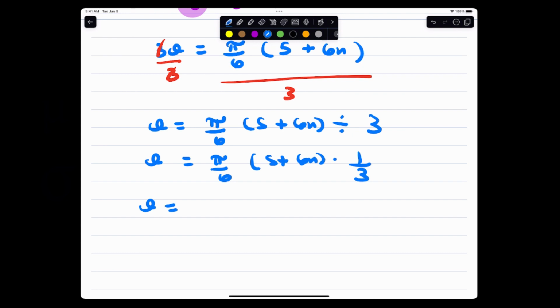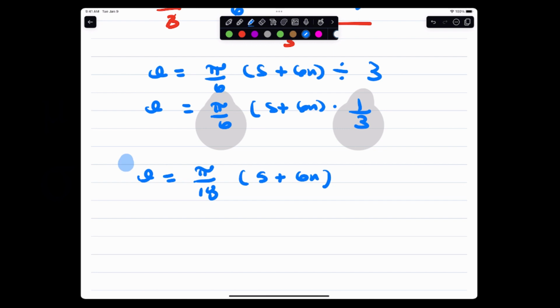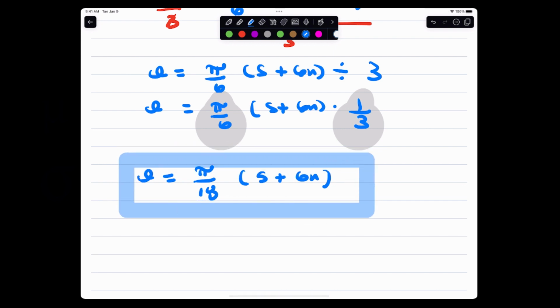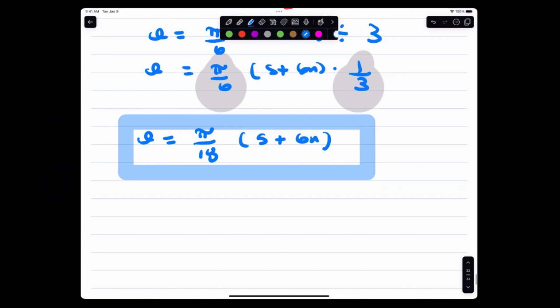Okay? Now, I want you guys to remember, how do you multiply these fractions here? I got a fraction here, a fraction here. What do you do to do that? I know you got to switch the order, but that's going to be now 6 times 3 is 18. 5 plus 6n. So, ladies and gentlemen, pi over 18, 5 plus 6n. There it is. This is your sequential form for theta. Your sequential solution for theta.